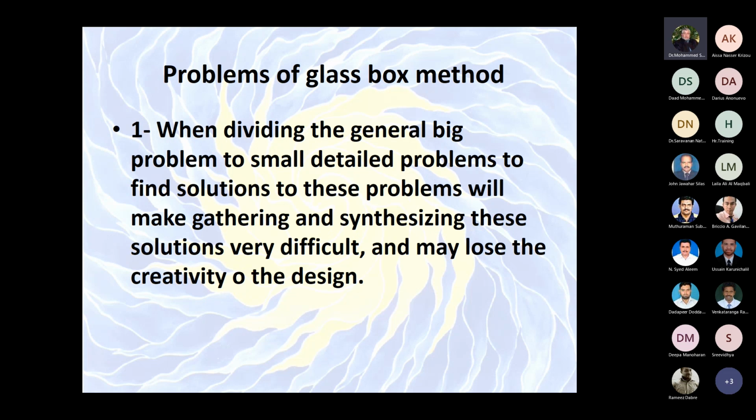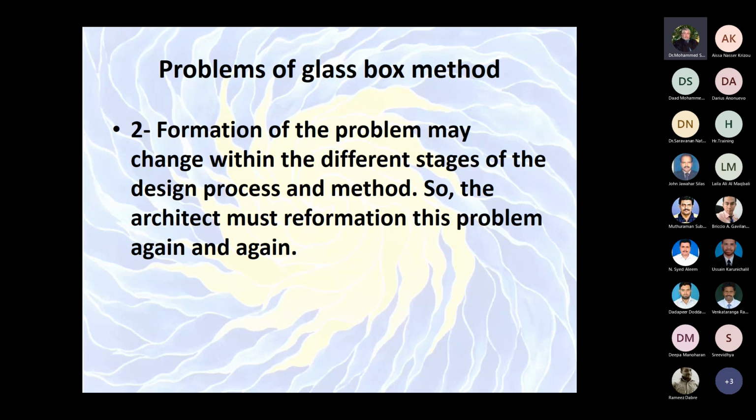Now we will check the problems of the glass box method. Also, there are problems. First, dividing the general big problem into small detailed problems to find solutions to these problems will make gathering and synthesizing these solutions very difficult and may lose the creativity of the design. Also, one of the problems of the glass box method is that the formation of the problem may change within the different stages of the design process and methods. So the architect must reformulate this problem again and again.